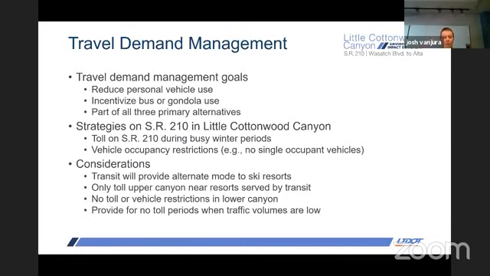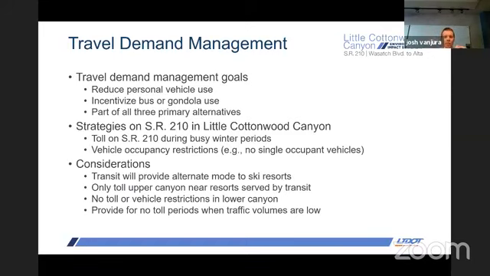So the last component that would be part of all three primary alternatives is what we call travel demand management strategies. Like we talked about, our goal is to reduce the total number of vehicles in the canyon by 30%. And if we're going to do that, we need to incentivize the use of either the bus or gondola options. That means some form of subsidized fares, similar to how the fares are subsidized today. And again, these reduced fares would be part of all three of the primary alternatives.